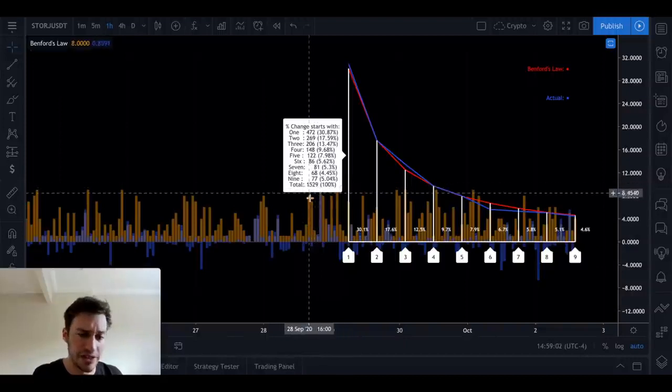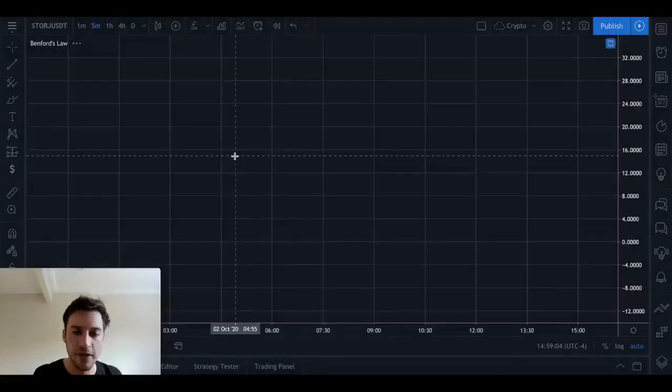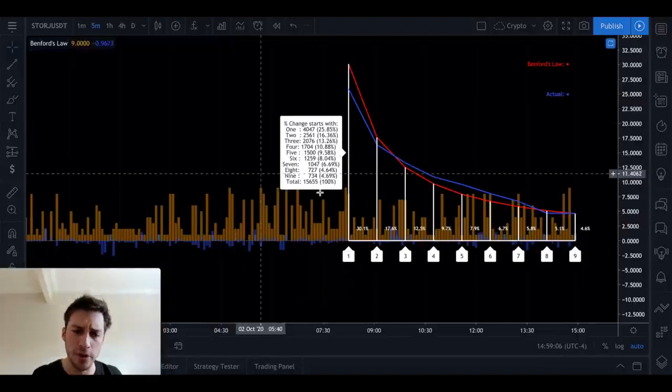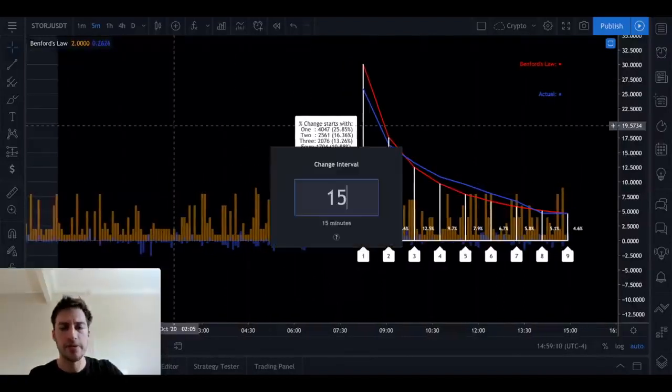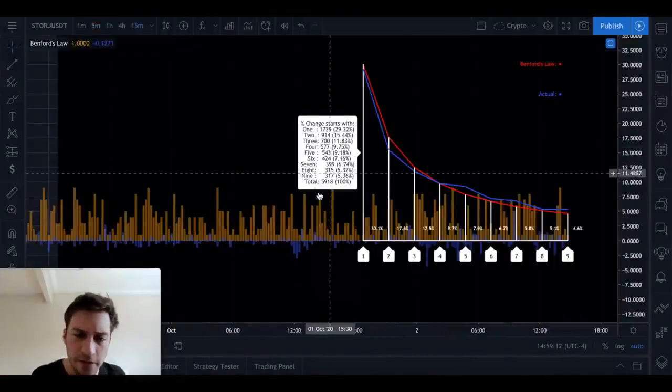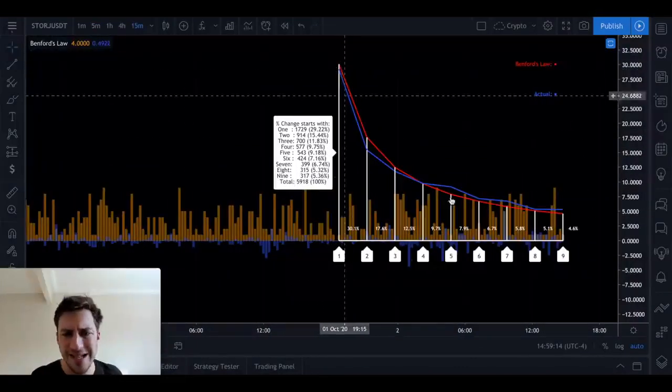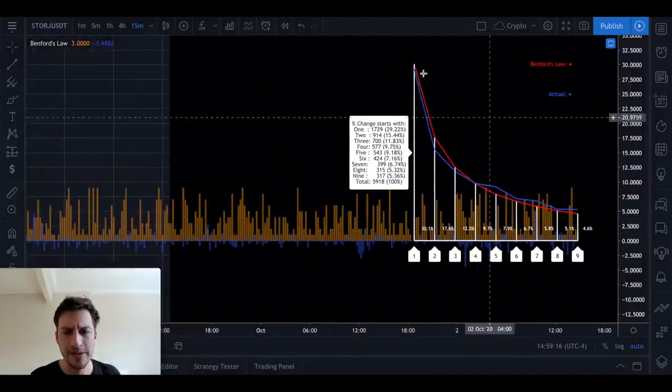Like 1529 is nothing, but if I go to the 5 minute time frame, which I know might have more noise, it's got a lot bigger sample size. If I go to the 15 minute, 5,918, and it's not really following. It's kind of following Benford's law.